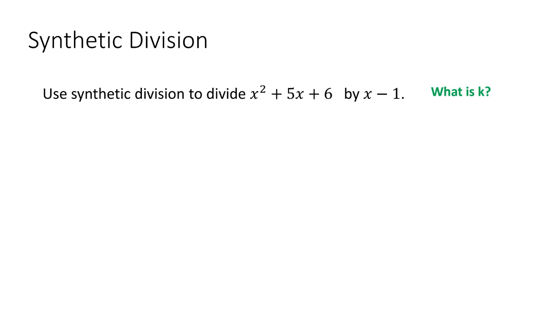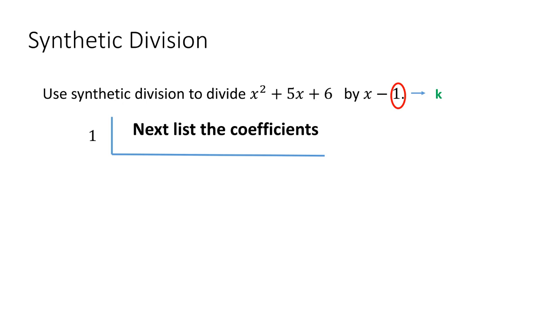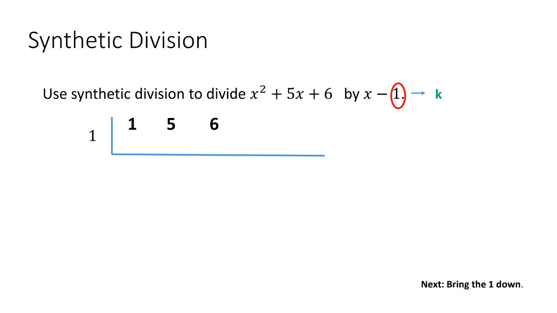Okay, so k is going to be 1, right? So this is going to be your 1, and we're going to place it on the left side. Then we're going to list the coefficients. In front of x squared is a 1, in front of x is a 5, and then we have the 6. So I'm going to write those numbers in here.